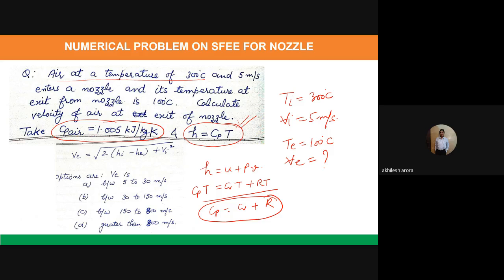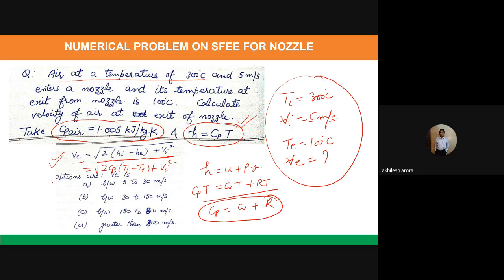Okay, so now once we are given these values, this is the equation that we have to use. V is equal to under root of 2 times (Hi minus He) plus Vi square. So I can always say that it is equal to under root of 2 times Cp times (Ti minus Te) plus Vi square. It's quite simple, and you can easily calculate its value.